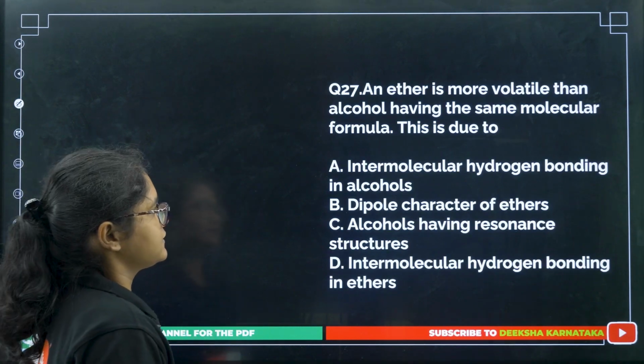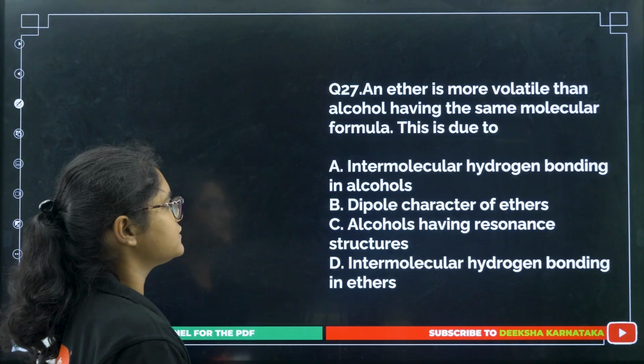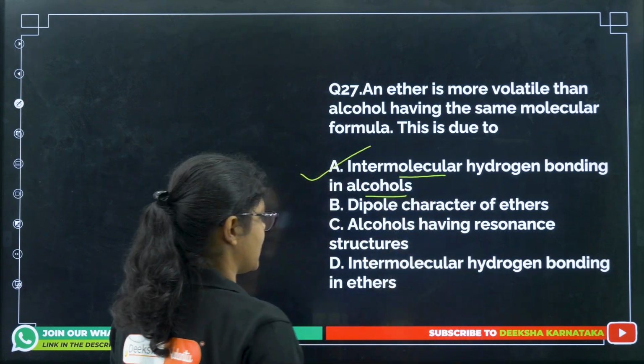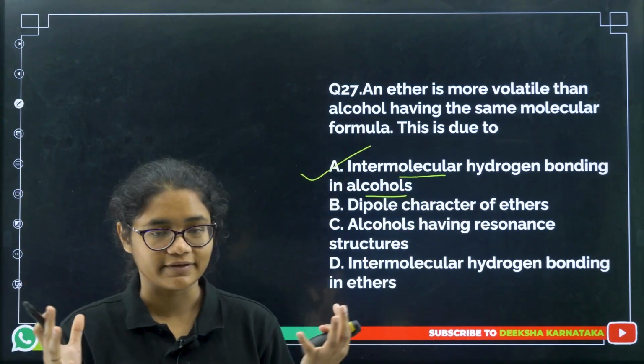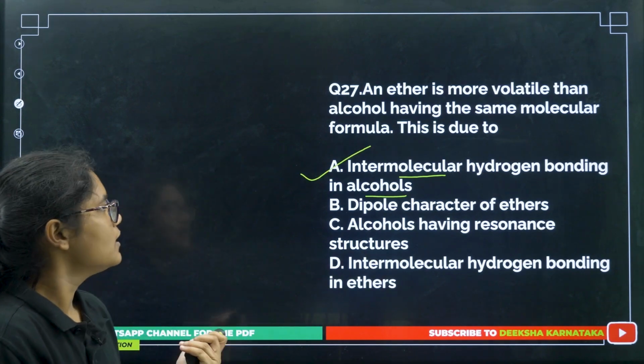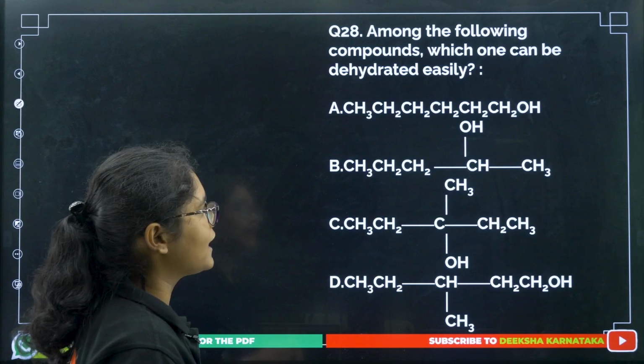Okay. Next, an ether is more volatile than alcohol having the same molecular formula. This is due to what? There is intermolecular hydrogen bonding in alcohols, as a result of which the alcohol molecules are very strongly bound to each other and cannot evaporate. Okay. Next, among the following compounds, which one can be dehydrated easily?